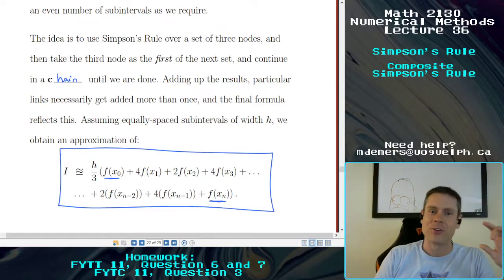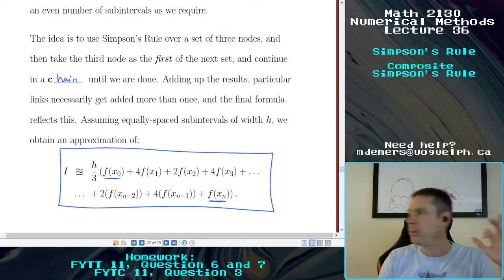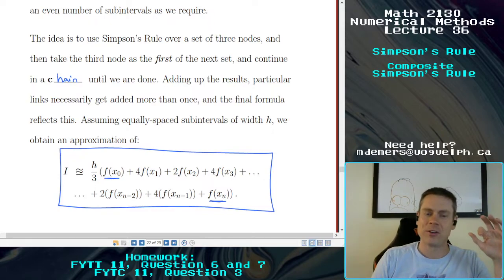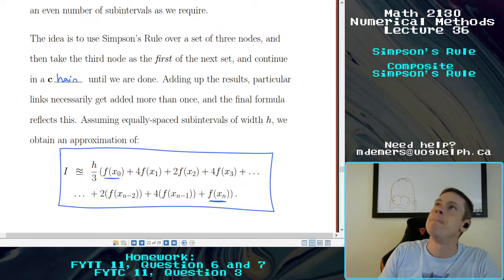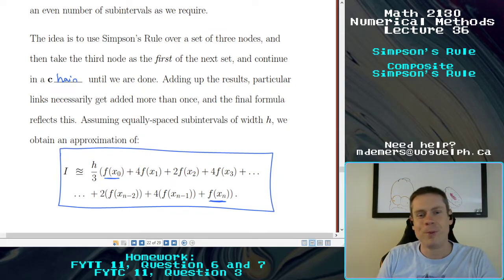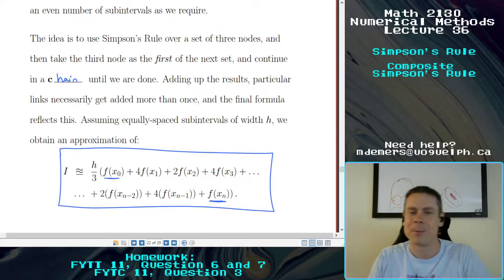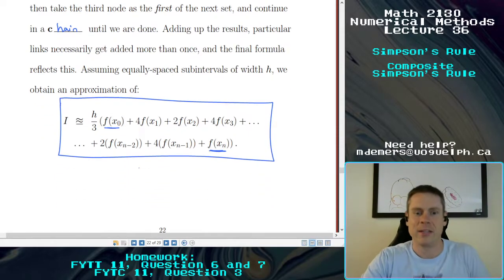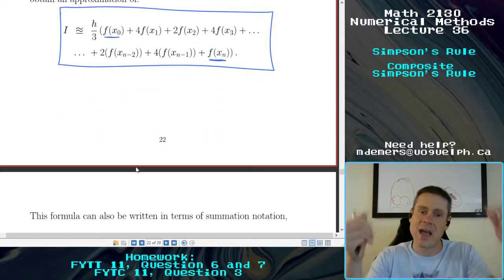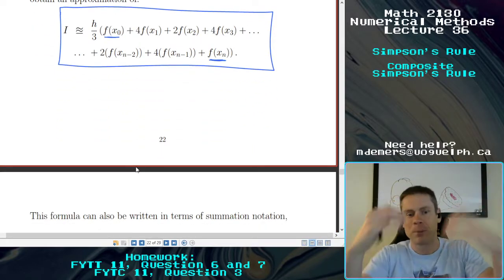So really interesting. Probably the most interesting formula we'll do all semester. It's kind of fun to use because it's not actually that hard to implement. But it makes sense, I think, when you think about it, combining two calculations at those nodes that connect to subsequent parabolas.